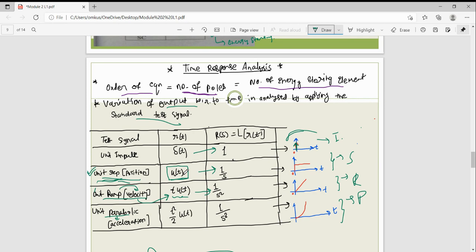And a unit ramp is t u of t, a time function multiplied by the unit step function. So you will get the unit ramp function, right? Multiplying by the time function gives you the ramp function. Now the Laplace transform of this ramp function is 1 by s square. Similarly, the parabolic function is t square by 2 u of t, and its Laplace transform is 1 by s cube. Now this is velocity. Unit step is position. Unit ramp is velocity. Unit parabolic is acceleration.